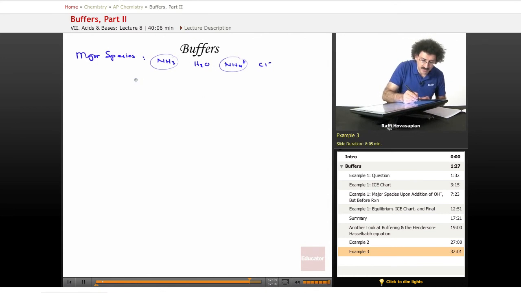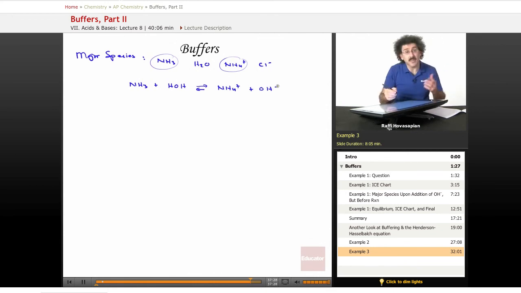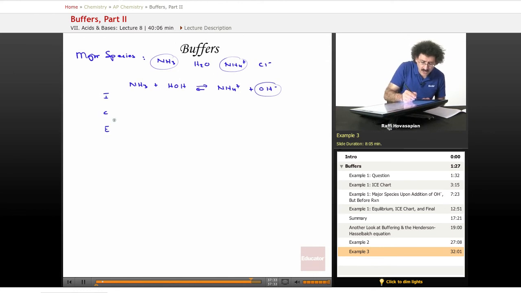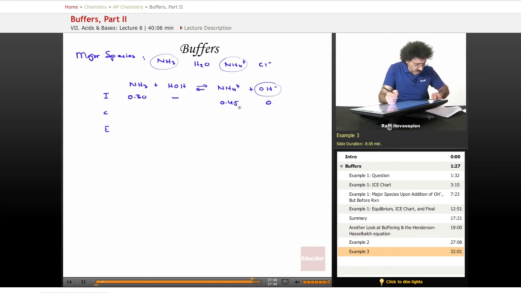And here's what happens. You get NH3 plus HOH. It's going to be in equilibrium with NH4 plus and OH minus. We're going to end up with a basic solution because we're creating hydroxide. Well, our initial, our change, and our equilibrium. Our initial ammonia concentration was 0.30. Water doesn't matter. 0 for hydroxide, nothing is there. Our initial ammonium concentration was 0.45 molar, right? That's exactly it.